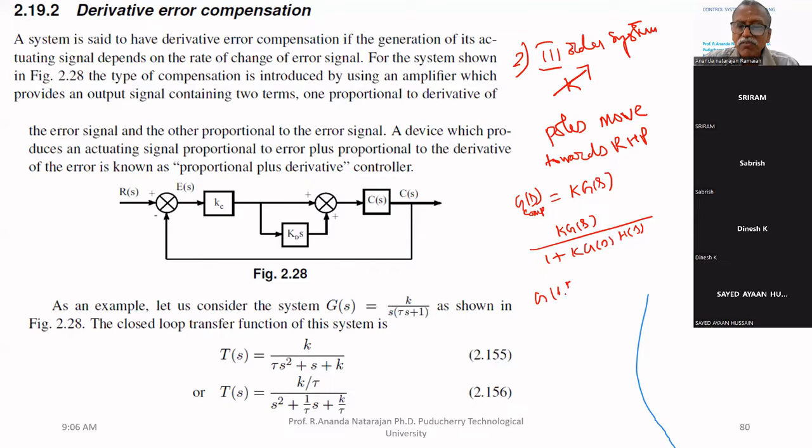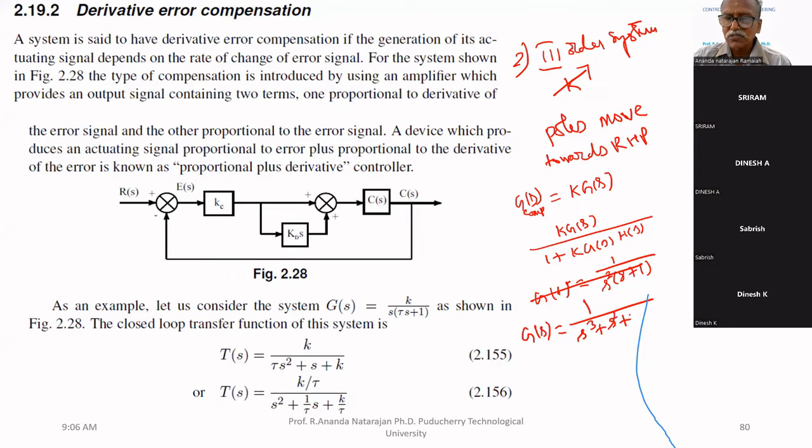Suppose G of S equals 1 upon S multiplied by S plus 1. Let us assume a third order system, G of S equal to 1 upon S cube plus S square plus S. If you replace G of S by this, the closed loop transfer function T of S equals K upon S cube plus S square plus S plus K. So the denominator becomes a function of K.